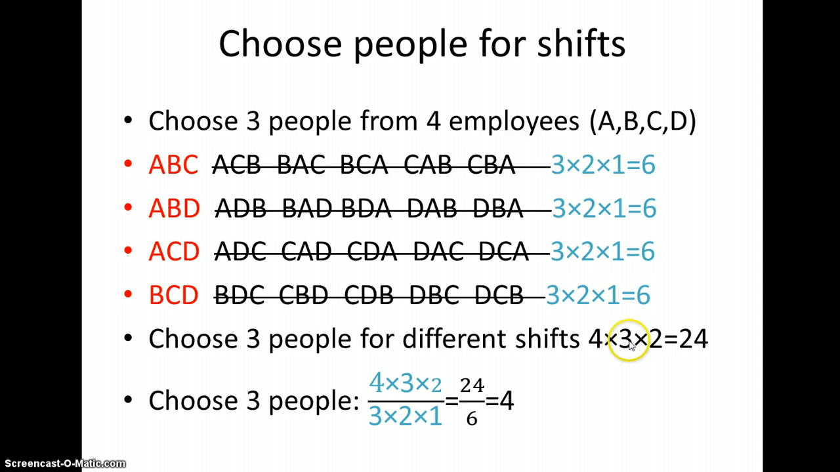And now we will look at a different scheduling. In this example, we will choose 3 people from 4 employees, but we're not gonna do the morning, afternoon, evening shifts. So these 3 people will work all day, and so in this case, we just want to pick 3 people. And from the previous example, we know that we can still do ABC, ABD, ACD, or BCD.